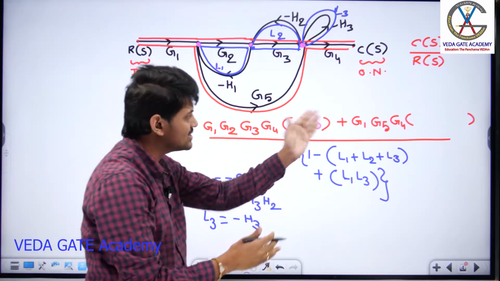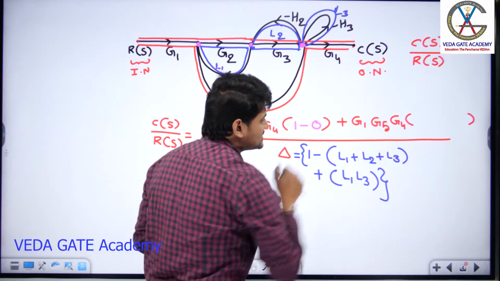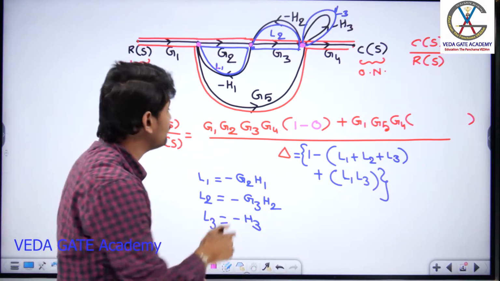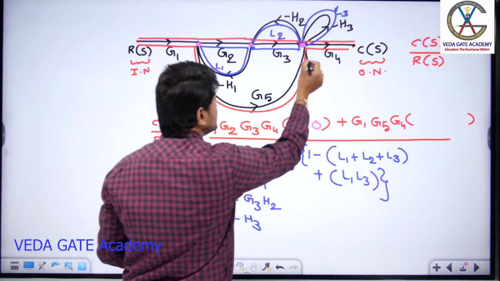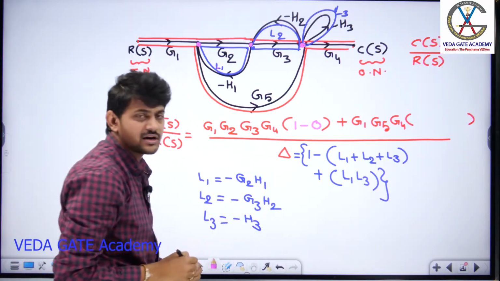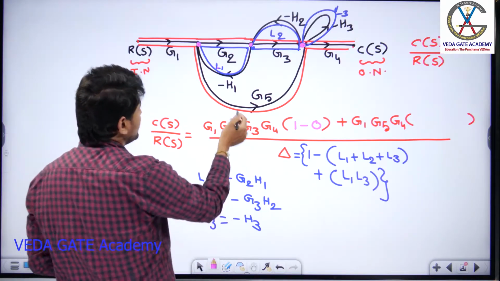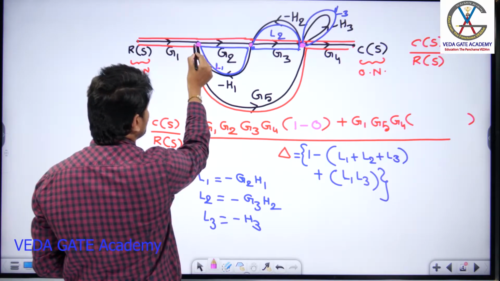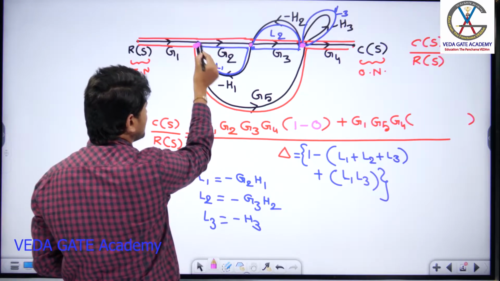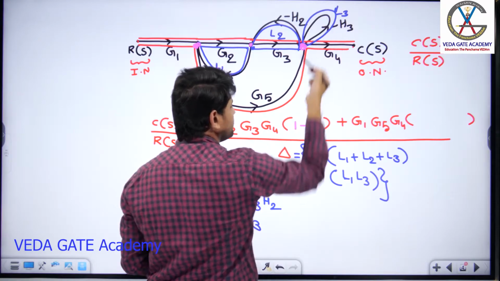You can clearly understand while calculating delta 2. For calculating delta 2, I need to consider this second forward path. What is the second forward path, guys? G1, G5, G4. Now, can you tell me, for this second forward path, is there any loop which is not touching? There are no loops which are not touching, because if you observe here, for forward path 2, this particular loop L1 is touching at this position. Loop L2 is touching at this position. Loop L3 is also touching.